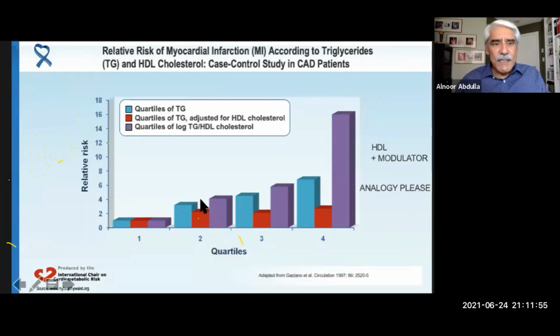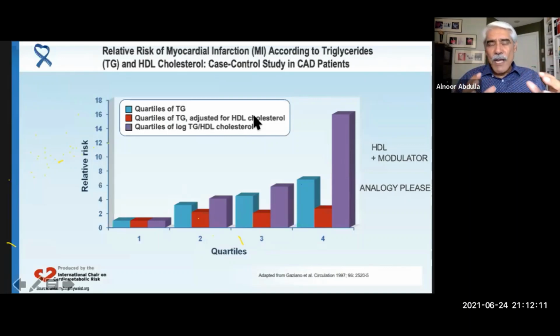And look at triglyceride. The blue bars, as the triglyceride levels go up, you get more cardiovascular risk and events. And you look at the triglyceride when it is adjusted for the level of HDL.